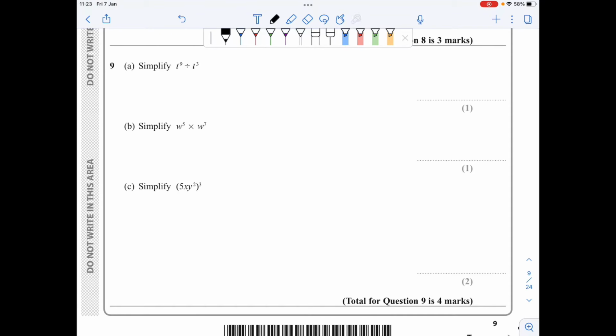For question 9, because of the division, I will subtract the 2 powers. So I'm going to have t to the power of 6. In question B, because of the multiplication, I will add the two powers, so it's w to the power of 12. And in part C, I will split this. It's going to be 5 to the power of 3, x to the power of 3, y to the power of 6. That's when I multiply my powers. So it's going to be 125 x to the power of 3, y to the power of 6.